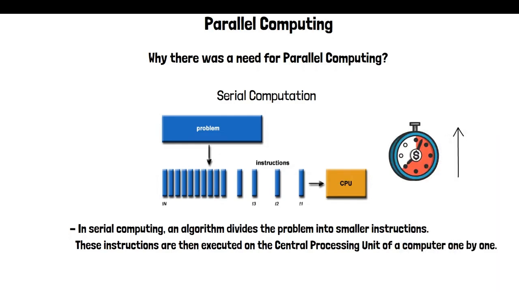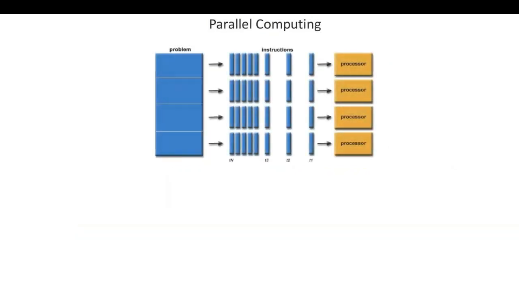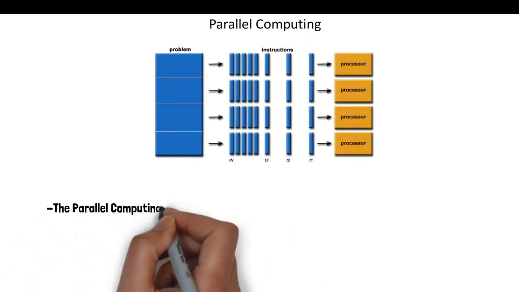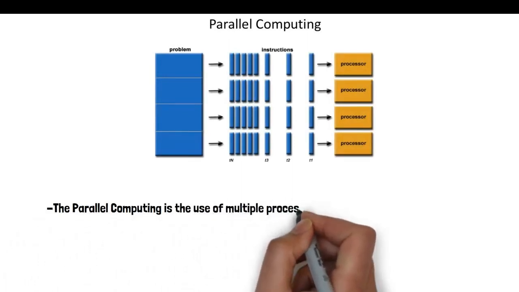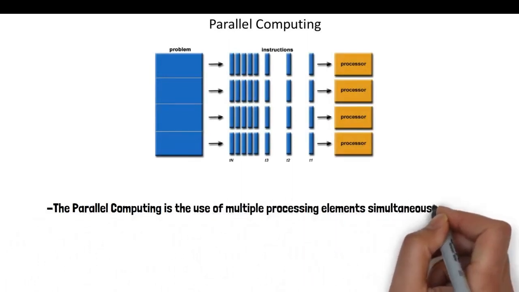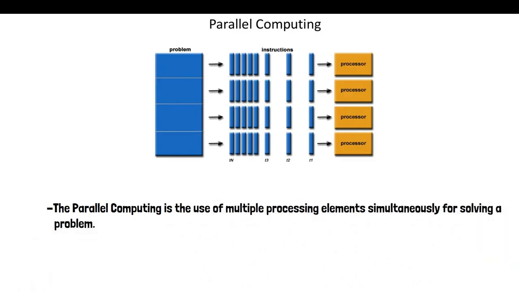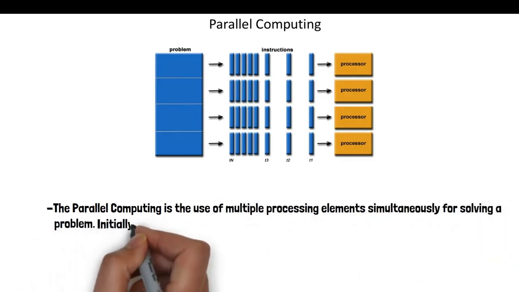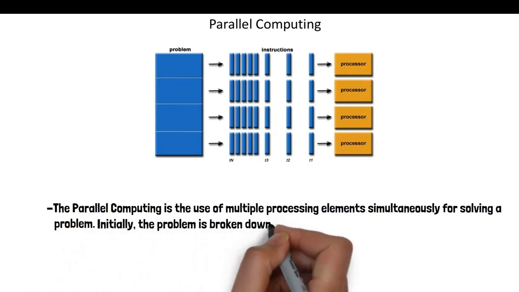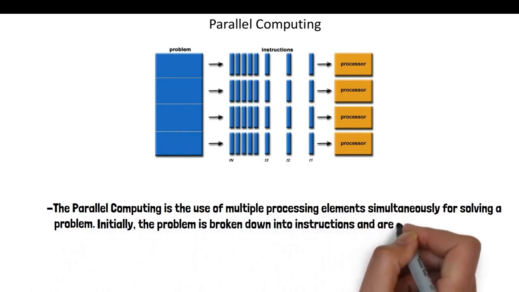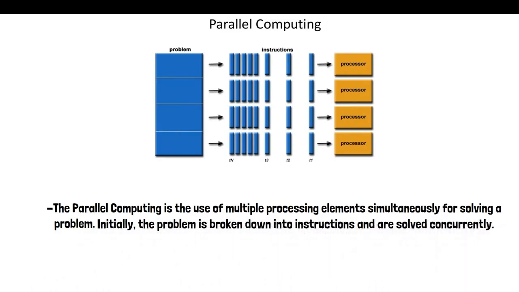Thus, to overcome the issue of serial computing, parallel computing comes into the picture. Parallel computing is the use of multiple processing elements simultaneously for solving a problem. Initially, the problems are broken down into instructions and are solved concurrently.